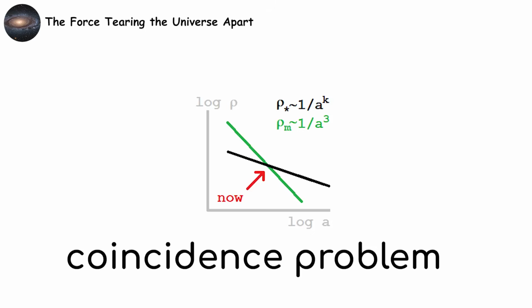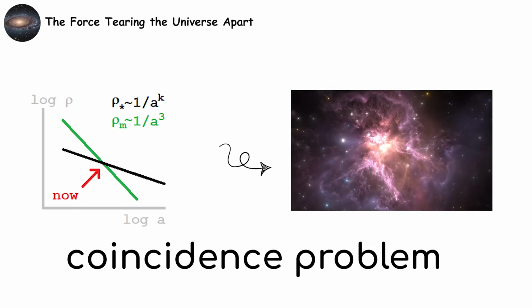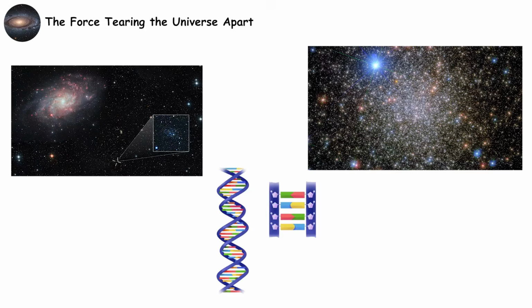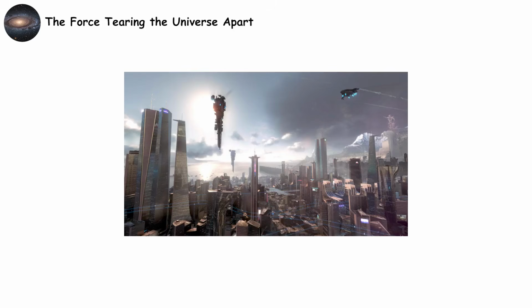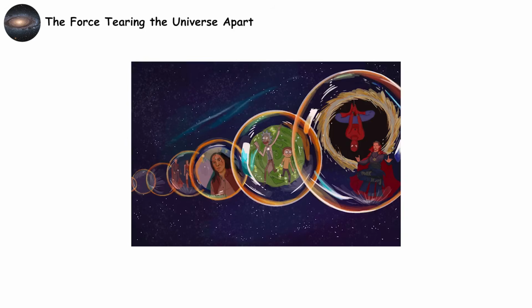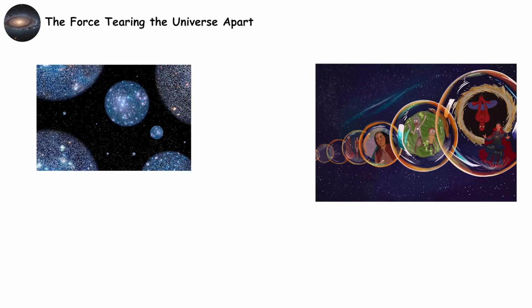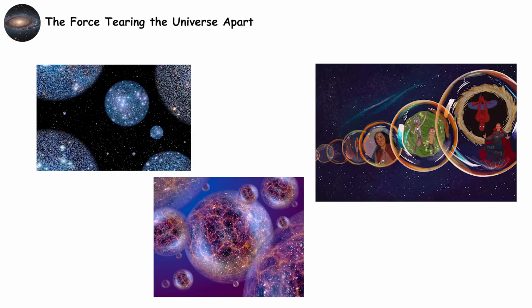Then there's the coincidence problem. Dark energy only became dominant in the universe relatively recently, right around the time when galaxies, stars, and life could form. Why now? Why not a billion years ago or a billion years in the future? Some physicists think this points to a multiverse, where we live in one of countless universes and only notice the ones where the timing works out for observers like us.